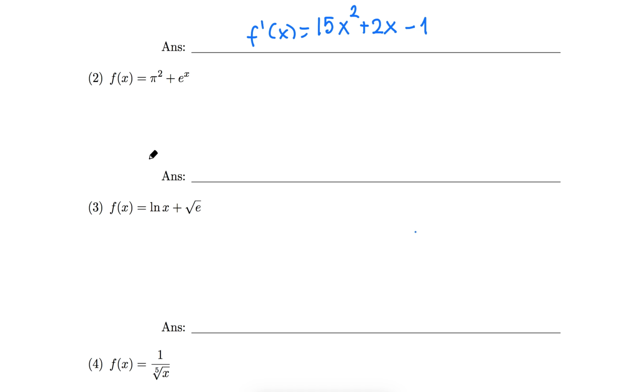Second one, we're looking for derivative of pi squared plus e to the x. Pi is a constant number. Square of a constant is again a constant number. So the derivative of pi squared is 0. We don't have to write it. E to the x is exponential, and derivative of e to the x is e to the x. So that's our answer.